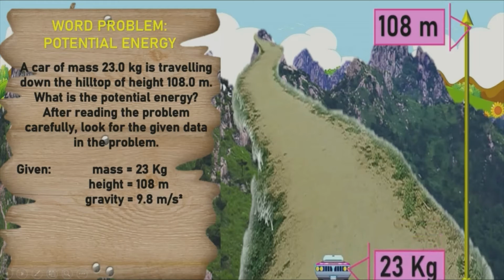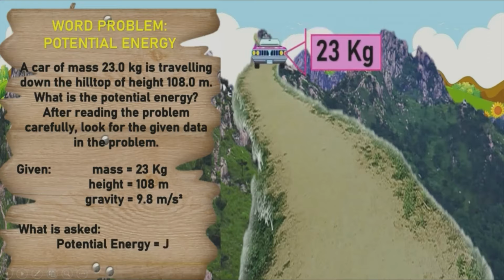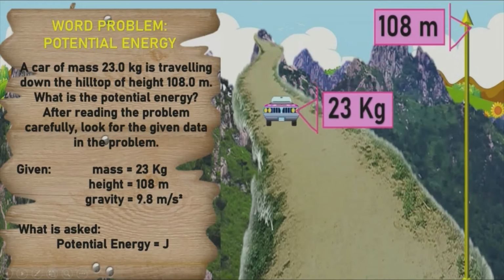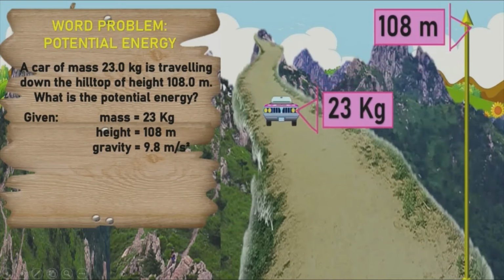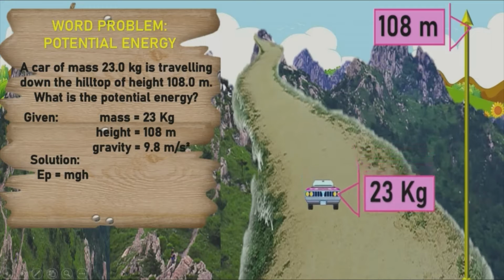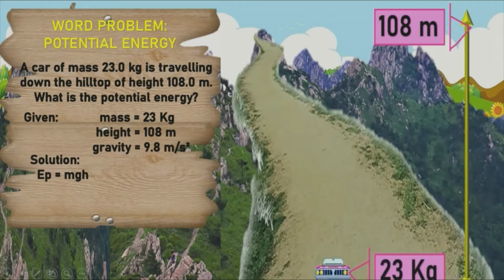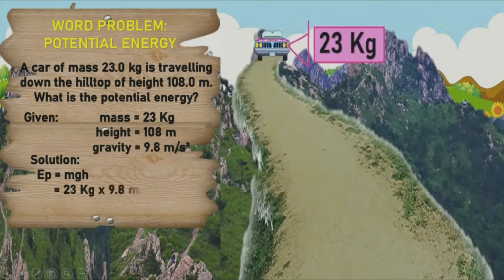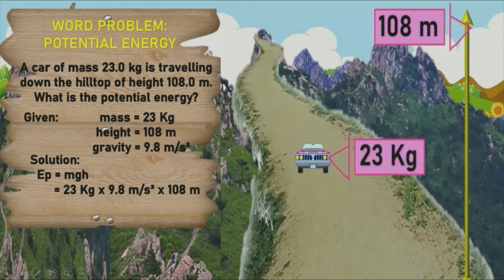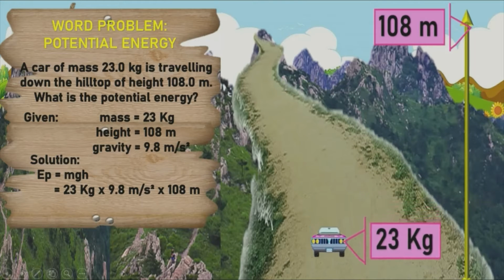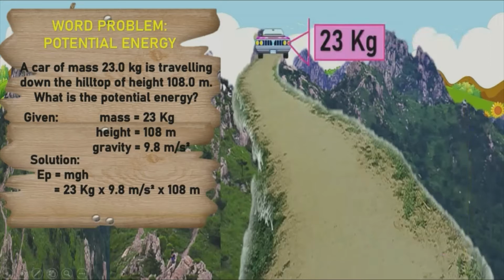So after taking note of the given, look for what is asked or the missing variable in the problem. In this case, the potential energy equivalent in joules. Now, in getting the value of the potential energy, we need to use the equation. Potential energy is equal to mass times acceleration due to gravity times height. All you have to do is substitute all the given data. Mass is 23 kg times 9.8 meters per second squared for acceleration due to gravity times 108 meters for height, and the answer is 24,343.2 joules.